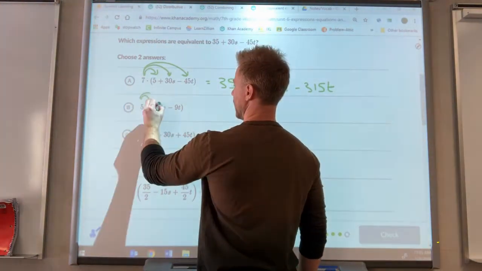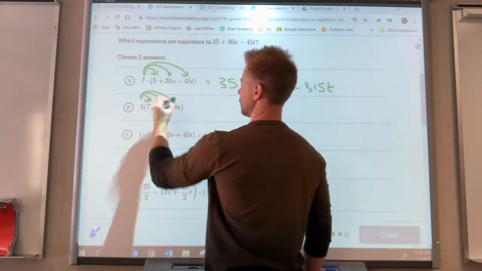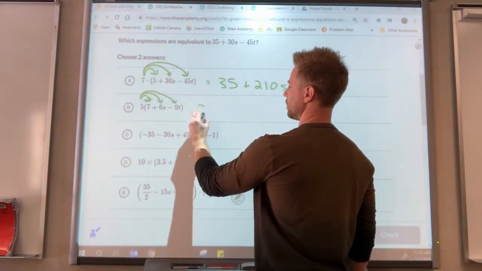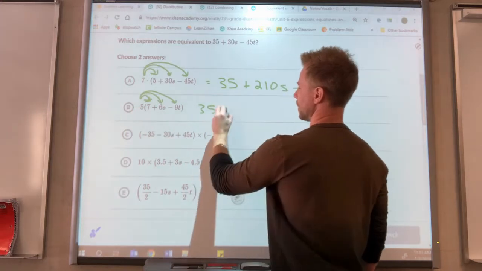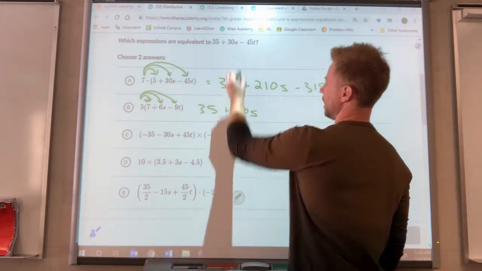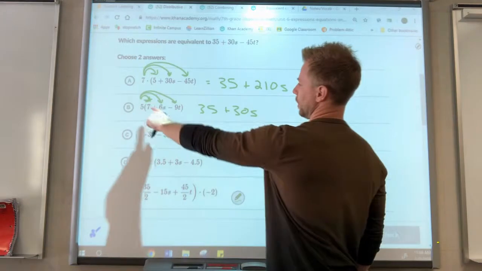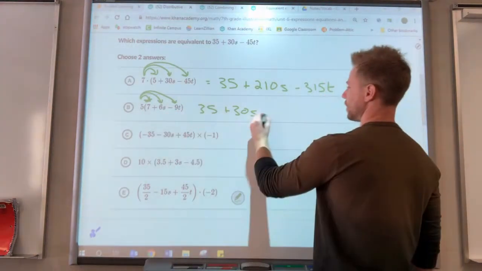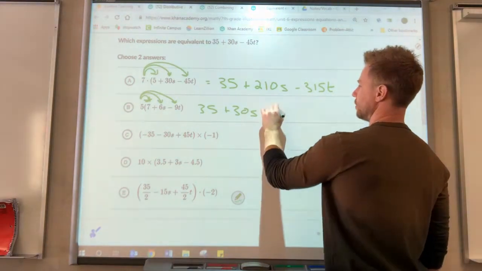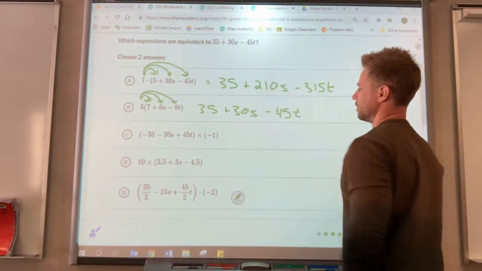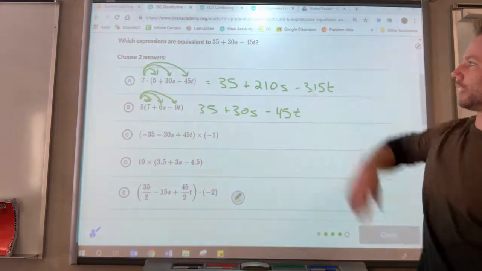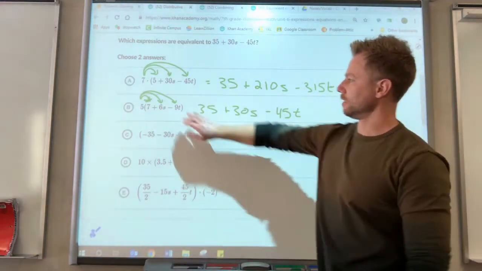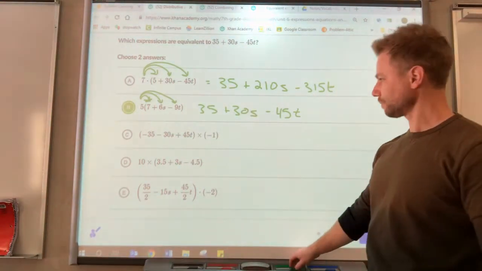Okay, distributing again. 5 times 7 is 35. 5 times 6 is 30s. Looks like it's probably going to work. 5 times a negative 9, positive and a negative makes a negative, so that's going to be a negative 45t. Does that match what we have up there? It does, so we choose that one.